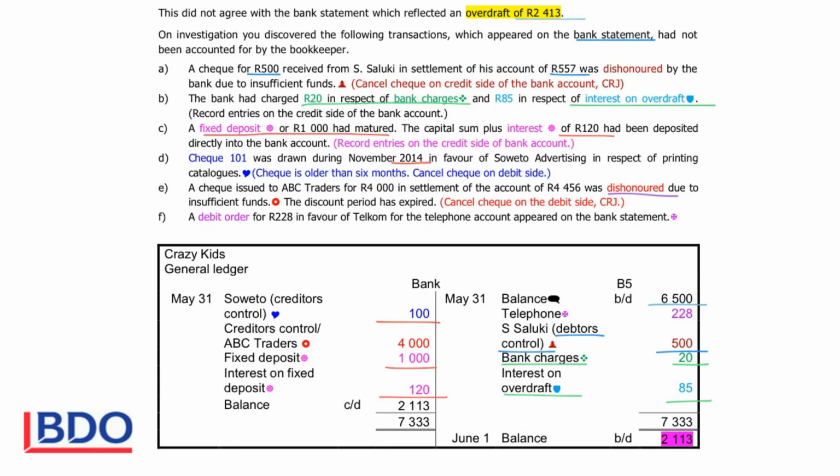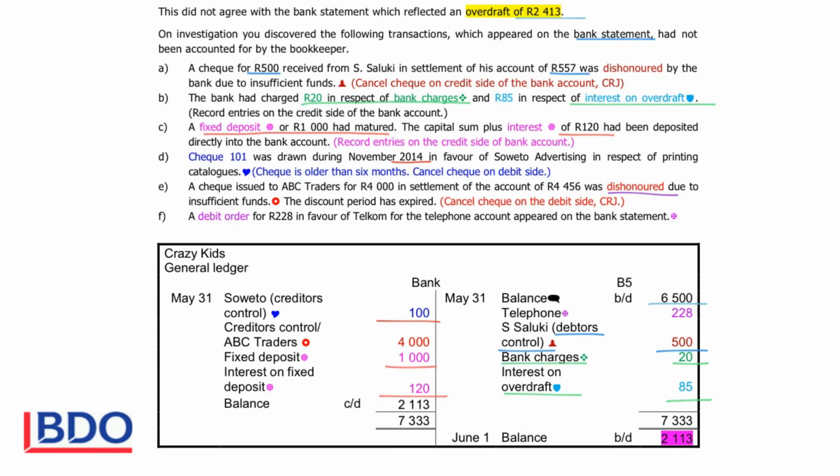I will cancel the check in the bank on the debit side, because when we originally issued the check, we wrote it on the credit side, so now I cancel it on the debit side. A debit order for 228 in favor of Telkom for the telephone account appeared on the bank statement. So the bank made this payment on behalf of the business, and you have to show that this 228 is removed from your bank account to pay for the telephone.